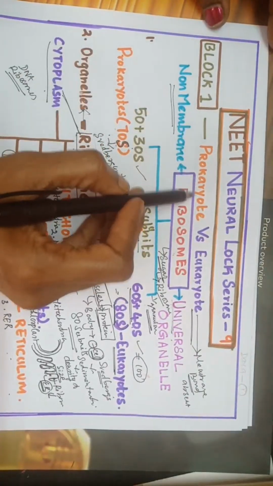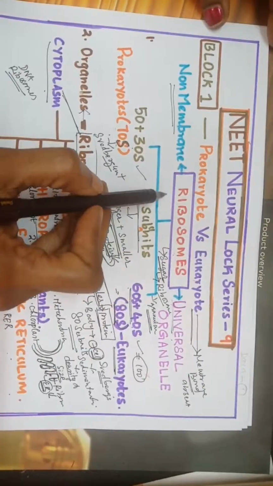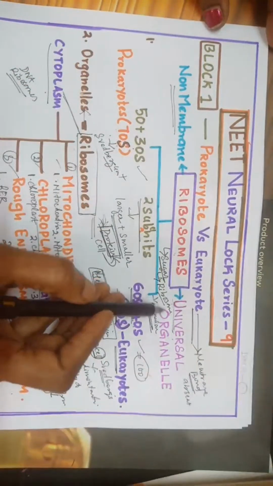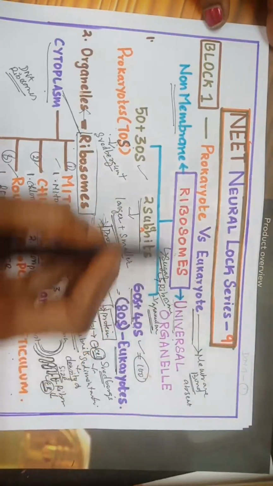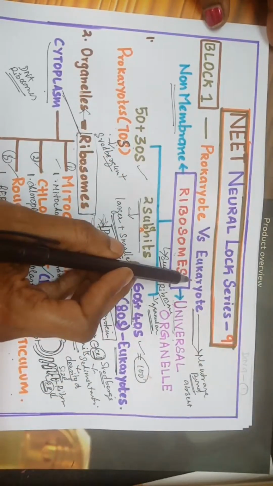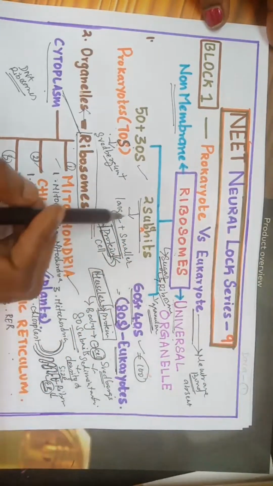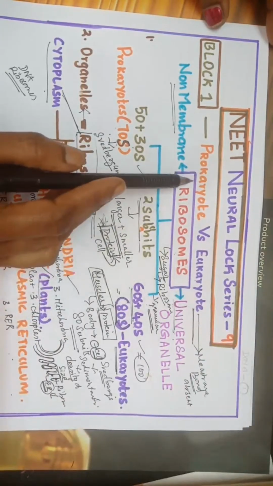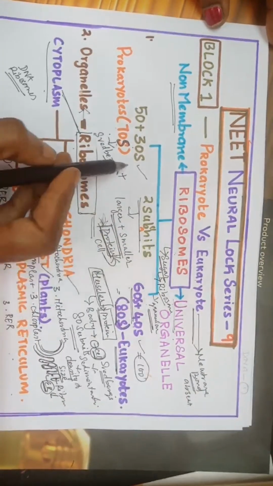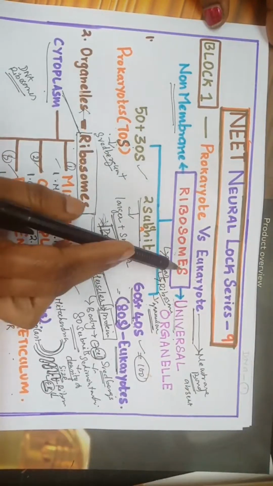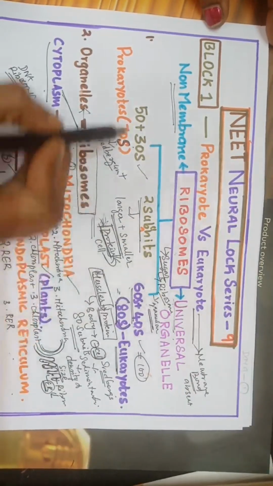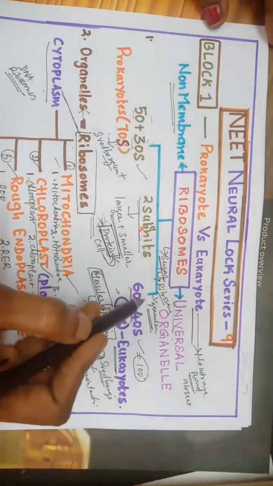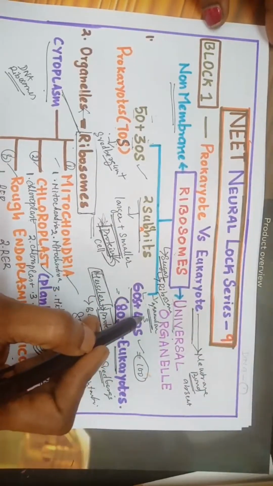Block 1, prokaryote versus eukaryote. Under this we saw the ribosomes. It is a non-membrane bound organelle. It is a universal organelle because it is present both in the prokaryote and in the eukaryote. Next, it is made up of two subunits, one larger and one smaller in both. In prokaryote, it is of 70S type. In eukaryote, it is of 80S type. That is 50 plus 30, the larger and the smaller subunit. Here 60 larger and 40 smaller.